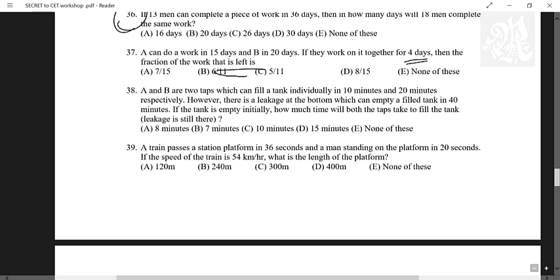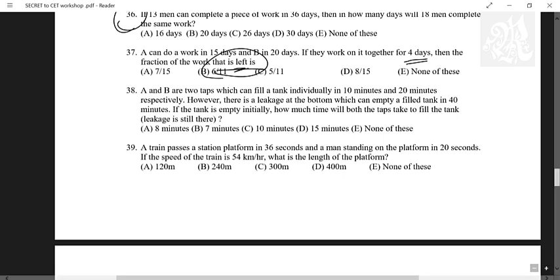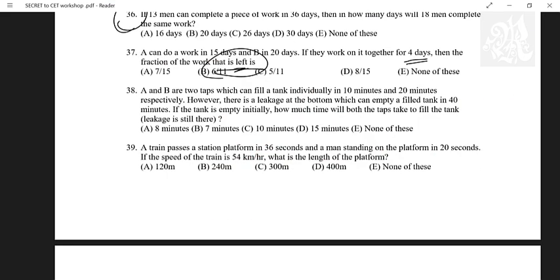Just pay attention to these words, because CET is very clever with these kinds of words. You have to pay attention as you're going to be moving really fast through the paper. So please definitely pay attention to what the word is here. It's left and not completed. So in 4 days we will finish 28 units, which means we are left with 32 units. 32 over 60 is basically 8 over 20, which is as good as 4 over 15, and that's the answer, 4 over 15. That is the work left.